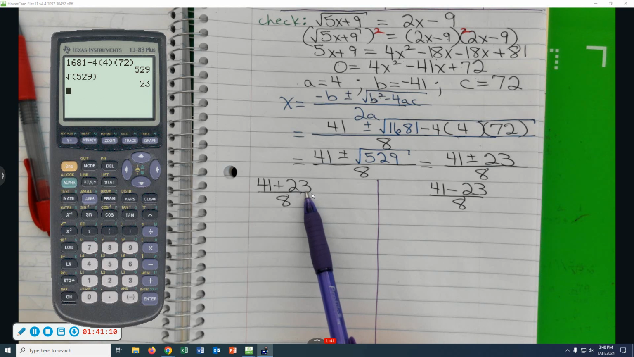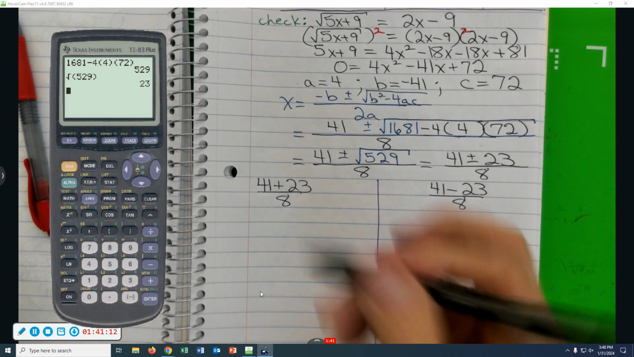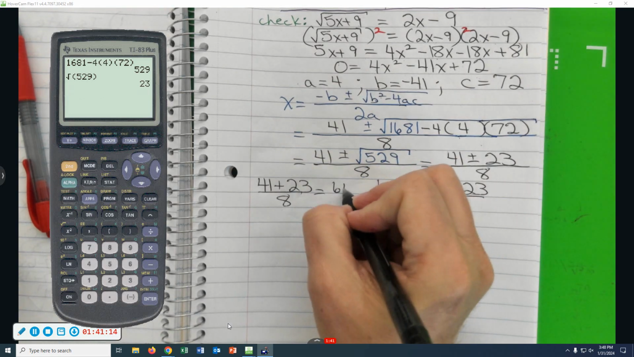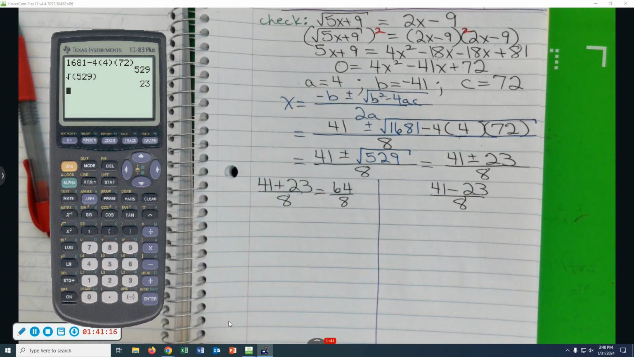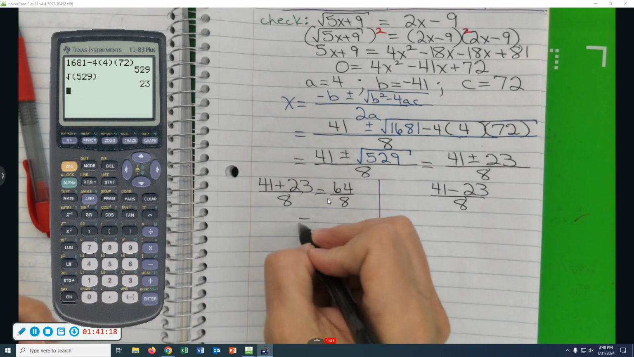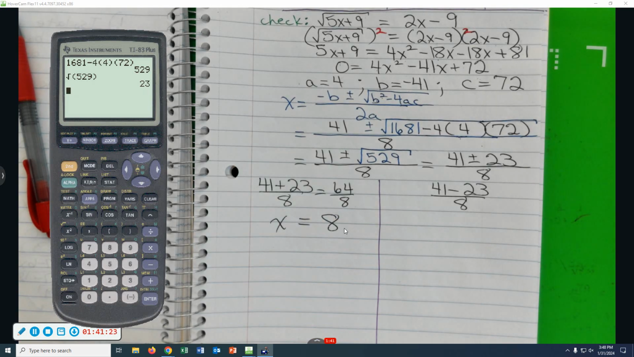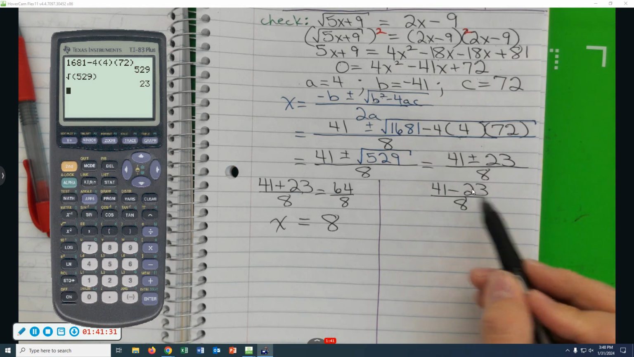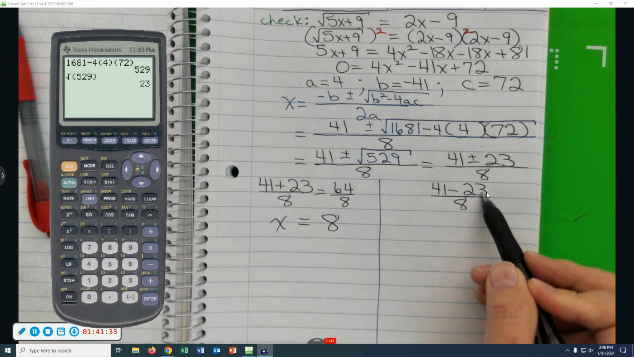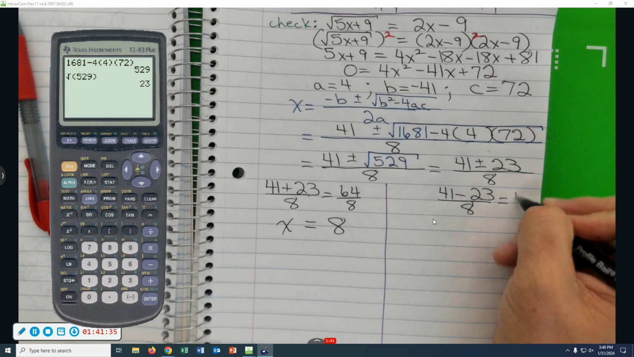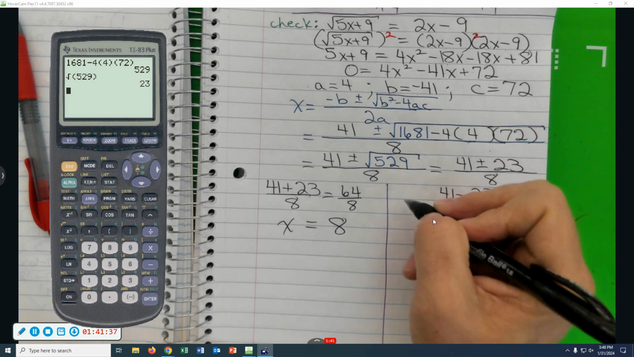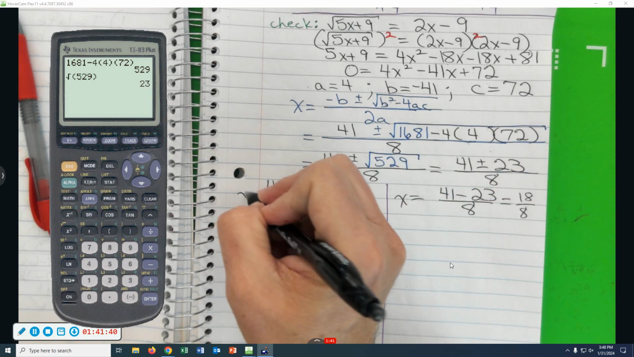41 plus 23, that's 64, all over 8. So there's the first number that we think our solution is: 8. 8 may not check, but that's the first solution we're picking up. Now, what's 41 minus 23? Is that 18? So we have an 18 over 8. I should have written x equals and x equals.